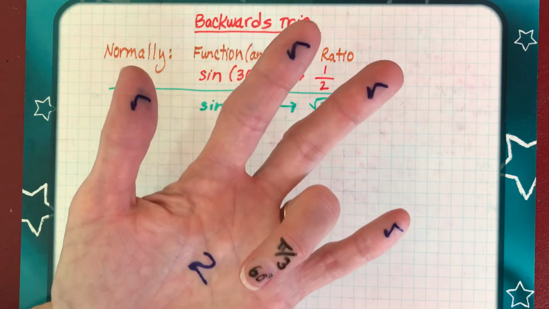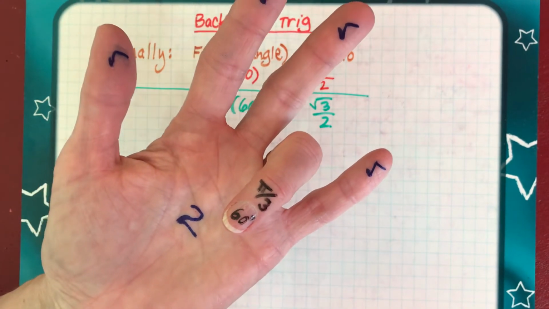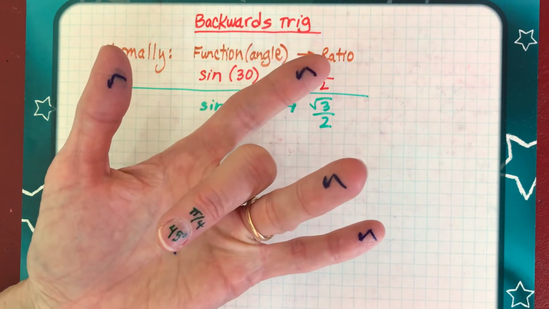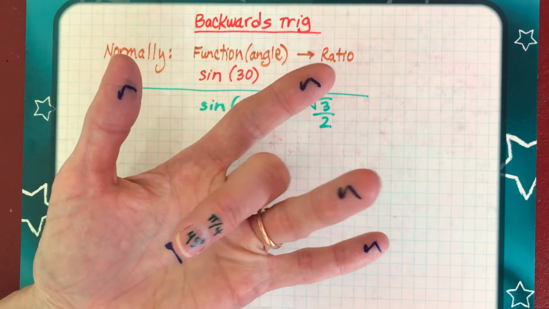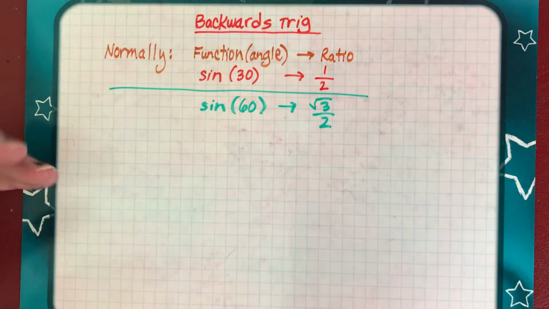Now, you notice I also wrote on there pi over 3, which is the radian measure of a 60-degree angle. And pi over 4 is the radian measure for 45, and pi over 6 is the radian measure for 30. So let's do one more of these.